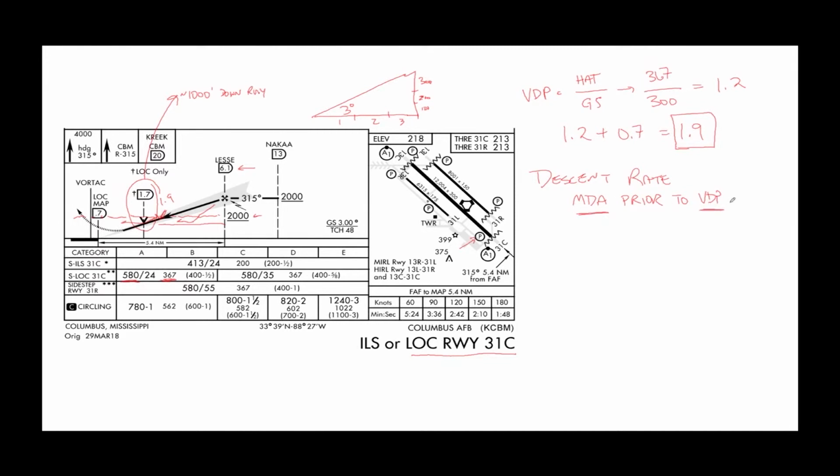So my descent rate should be a little bit more aggressive than as if I were on a 3-degree glide slope from my FAF to my decision altitude. So how do we do this? Well, let's figure out first the distance between our VDP and our FAF. For this scenario, let's just go ahead and use the published one of 1.7. So we have 6.1 minus 1.7, and we get a distance of 4.4. So there's about 4.4 nautical miles in between our VDP and our FAF.